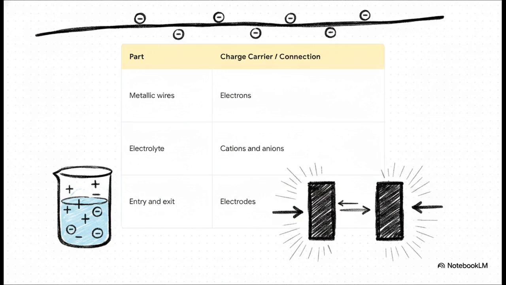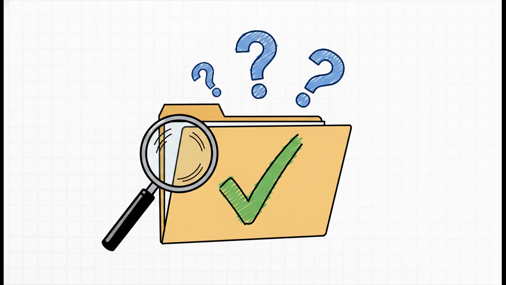Electrons own the external metallic wires. Cations and anions completely own the internal electrolyte. But those crucial entry and exit points, those belong solely to the electrodes. All right, case closed on that main question. But let's see how sharp your detective skills really are right now.